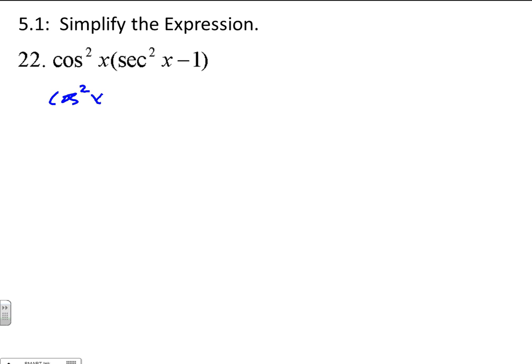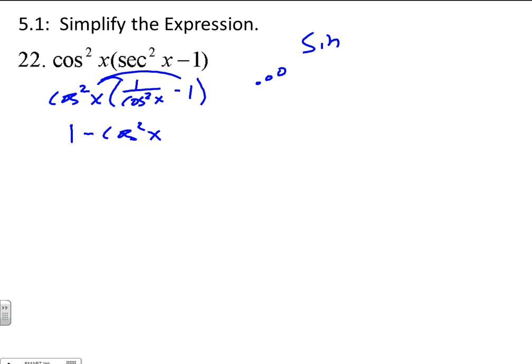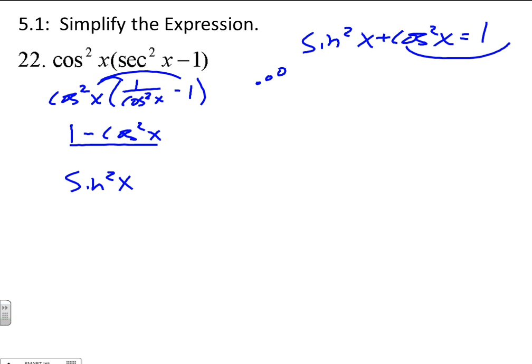So I have cosine squared of x times 1 on cosine squared of x minus 1. As I distribute cosine squared, that's convenient, I get 1 minus cosine squared of x, but then I get my little thought bubble. I know that sine squared of x plus cosine squared of x is 1, so I wonder, can I manipulate that expression to get this? Sure, if I subtracted cosine squared on both sides, then I get sine squared of x.